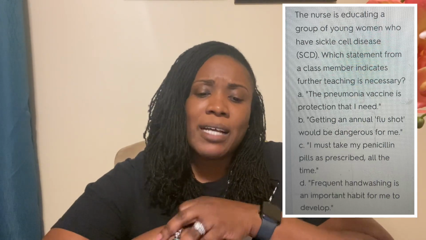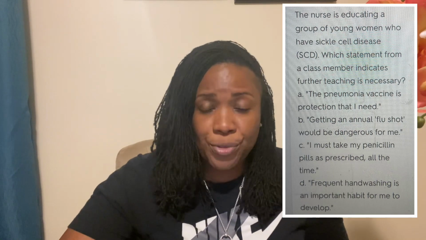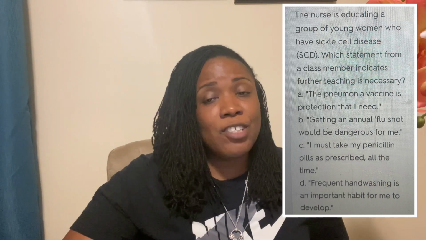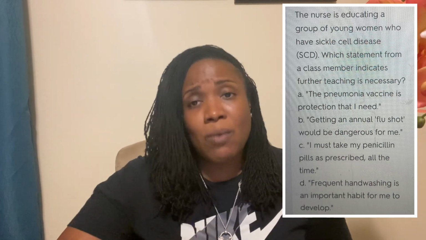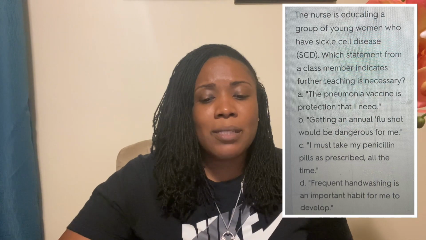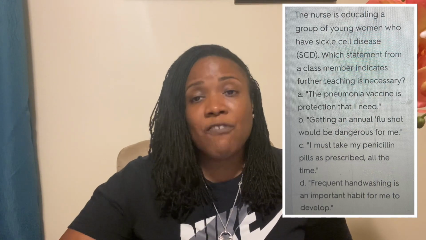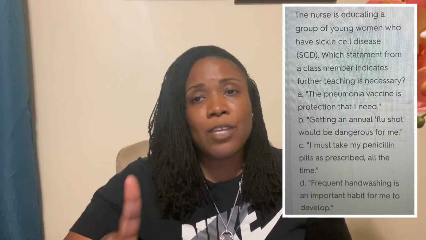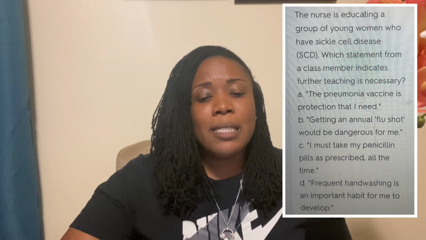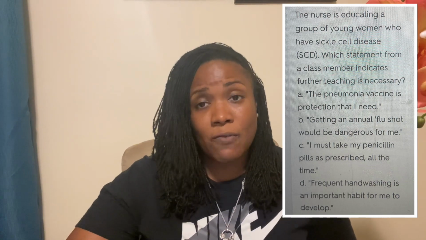So A says the pneumonia vaccine is protection that I need. That is very true. They do need the pneumonia vaccine. B says getting an annual flu shot would be dangerous for me. That's actually not dangerous, because the same way you need a pneumonia vaccine is the same way you need a flu vaccine. So we're going to hold on to B. C says I must take my penicillin pills as prescribed all the time. If you are prescribed an antibiotic and you have sickle cell, you need to make sure that you take them and you finish them. So that is true. D says frequent hand washing is an important habit for me to develop. It's going to decrease your risk of infection as a sickle cell patient. So that is very, very important.